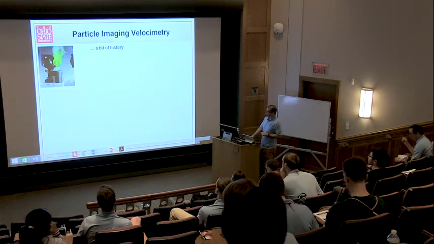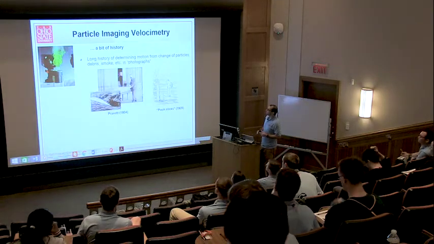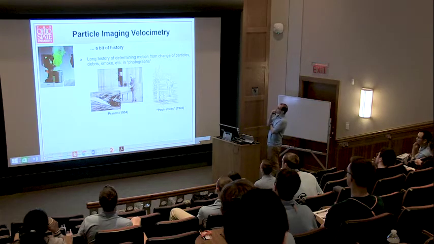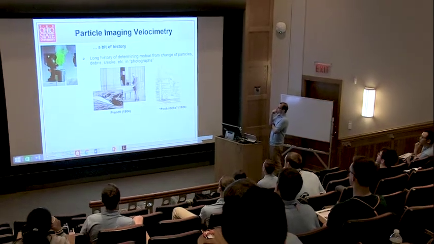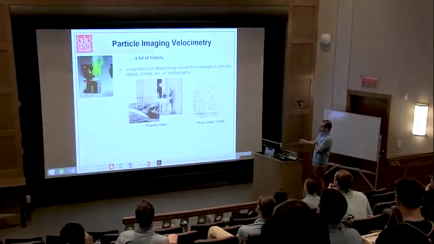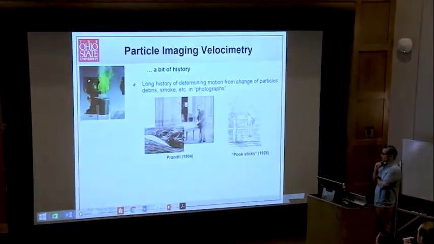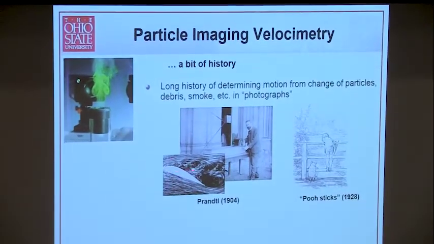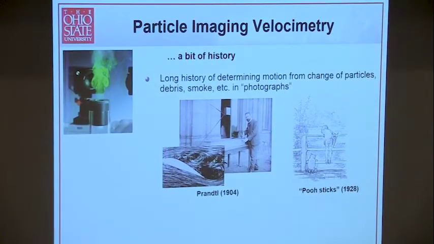Okay. So a bit of history, if you will. There's a long history of determining motion from change of particles in terms of debris, smoke, and photographs. This can date all the way back to the early 1900s with Prandtl, who used metallic flakes to look at the motion behind an aerofoil.